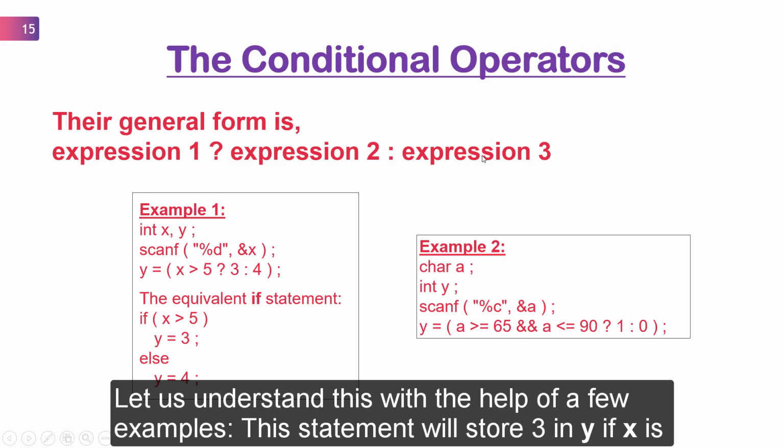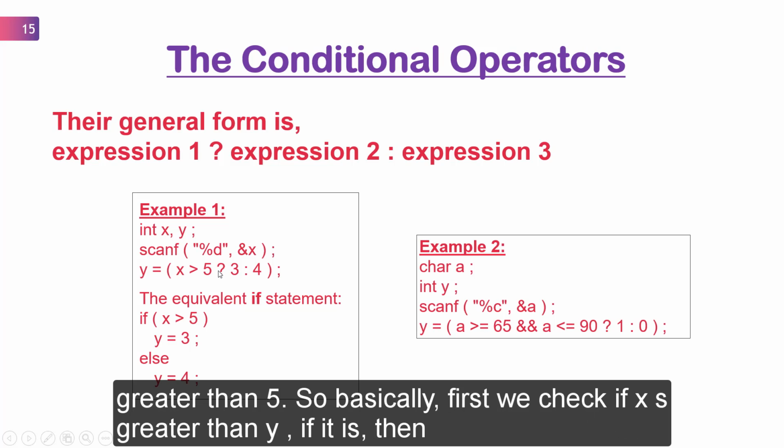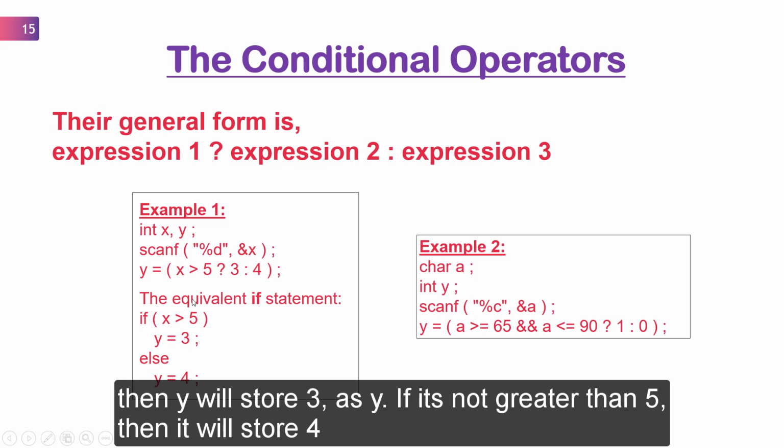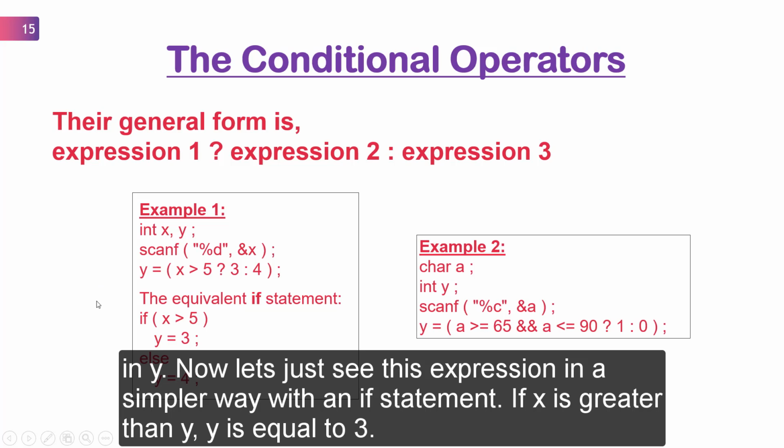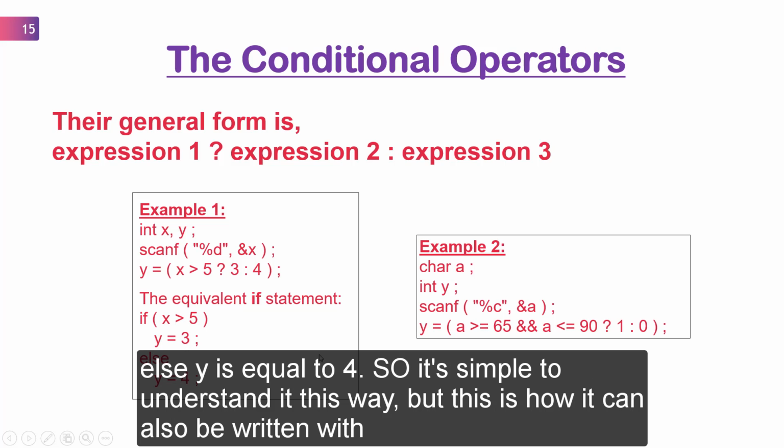Let us understand this with the help of a few examples. This statement will store 3 in y if x is greater than 5. So basically, first we check if x is greater than 5. If it is, then it will store 3 in y. If it's not greater than 5, then it will store 4 in y. Now let's see this expression in a simpler way with an if statement. If x is greater than 5, y is equal to 3, else y is equal to 4. It's very simple to understand it this way, but this is how it can also be written with conditional operators.